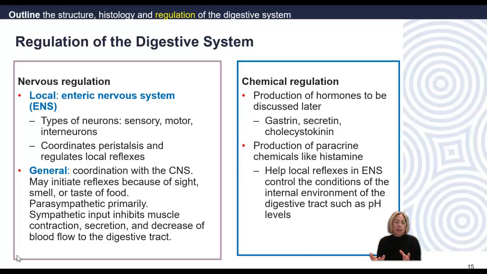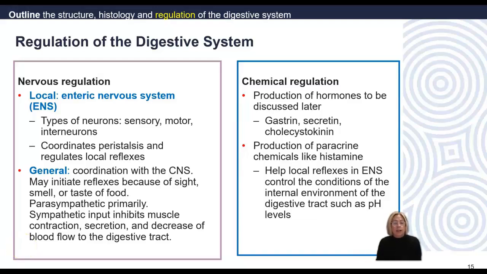The nervous regulation of the digestive tract is primarily the parasympathetic arm of the autonomic nervous system. Remember, that's that rest and digest element. So it's going to increase things like secretions into the digestive tract. Sympathetic input then inhibits muscle contraction, inhibits secretion, and decreases blood flow to the digestive tract, whereas parasympathetic will increase blood flow to the digestive tract.